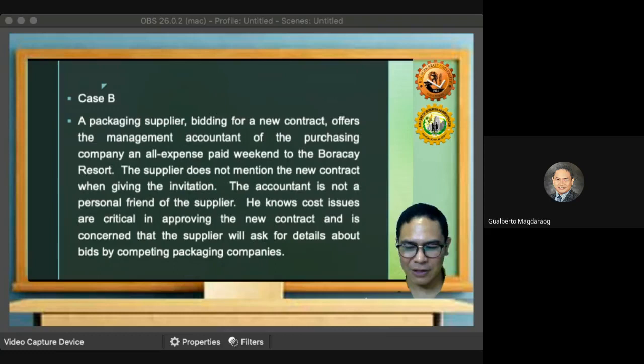No, kasi meron ka ng naunang consideration. Let's say, sabihin natin na ang nanalo talaga is yung nagbigay sa iyo ng all expense paid. Do you think they will believe na talagang naging objective ka? Eh, hindi naman nila nakita yung cost ng bids ng other competitors. Siyempre, hindi, di ba? Isipin nila, eh, kasi naman binigyan ng all expense paid. So, yun, magkakaroon ng doubt sa objectivity mo. So, it would be better not to accept this gift.